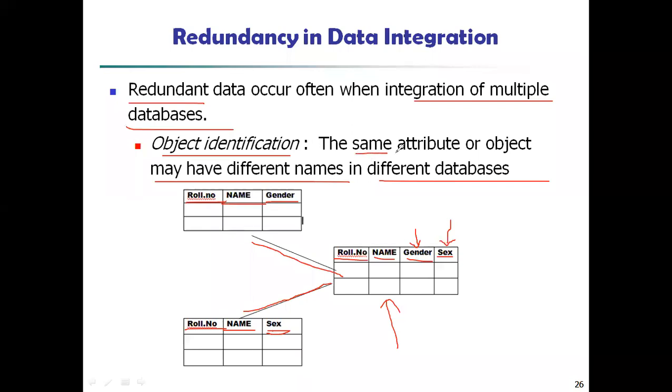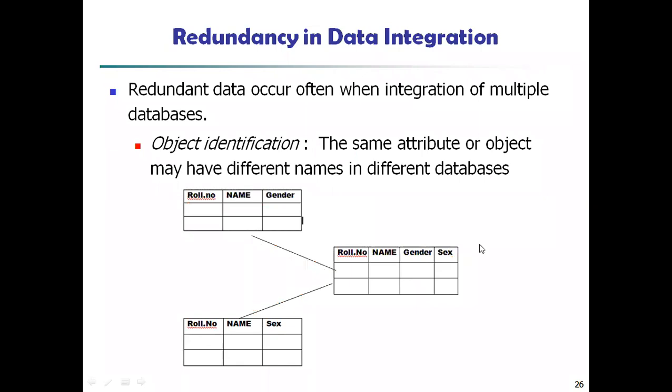Here the same attribute or object may have different names in different databases. You need to identify this kind of attribute before merging the data. Otherwise, the table may get redundancy. If you don't identify such objects while merging tables, the table may be redundant, with one column for gender and one for sex. This is one of the problems here.